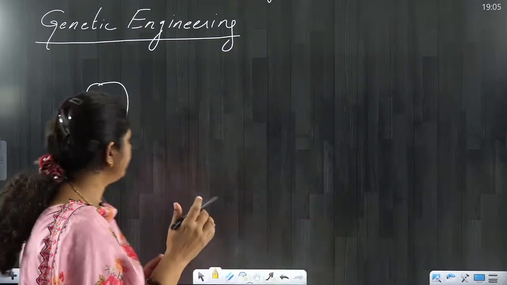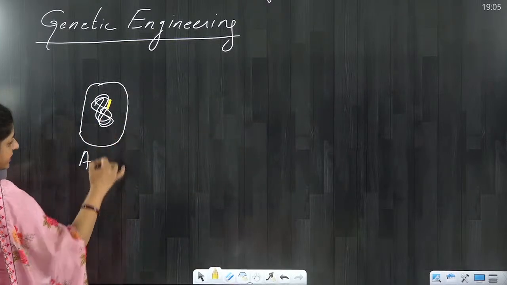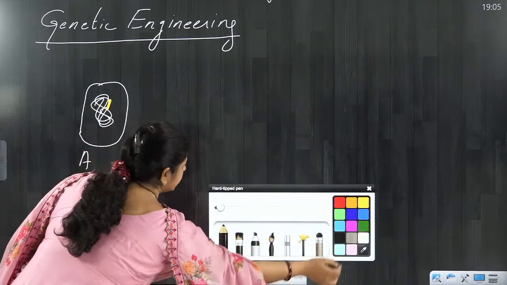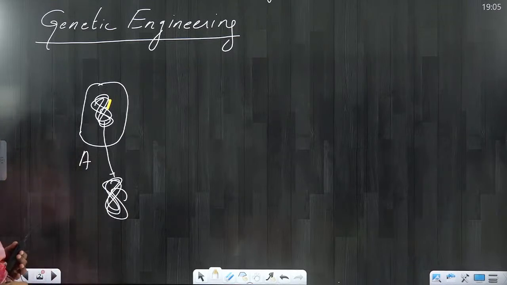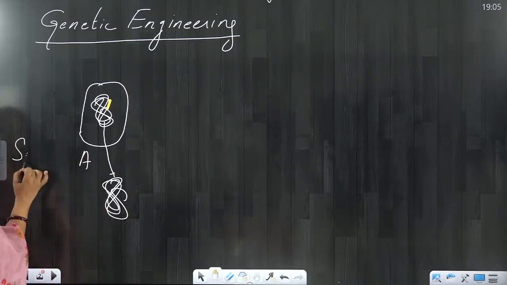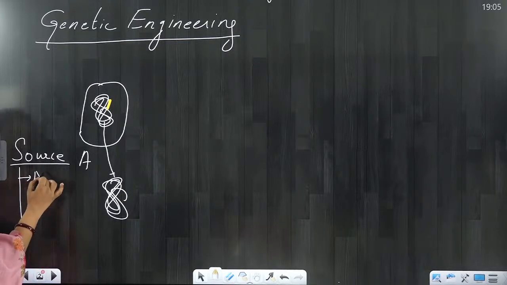So this gene we have to take out. How will we take it out? We will extract this DNA from this cell A, and this you call the source. Now can I say the source can be any microbe?